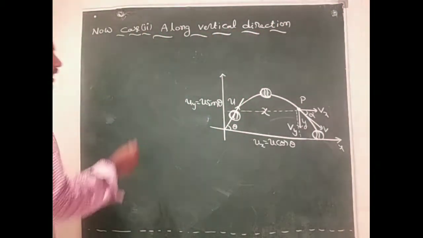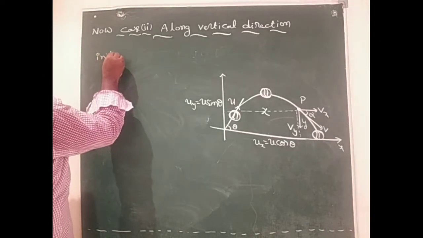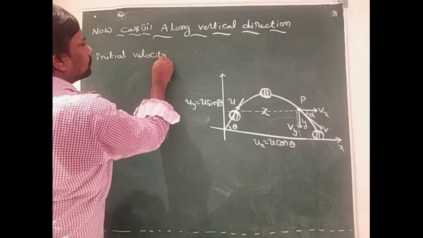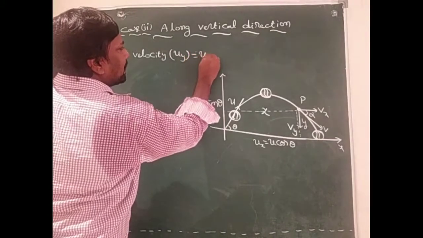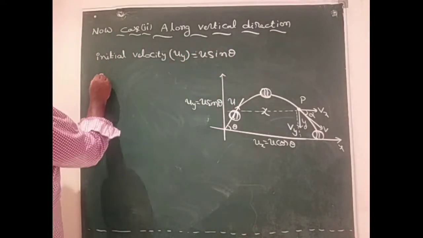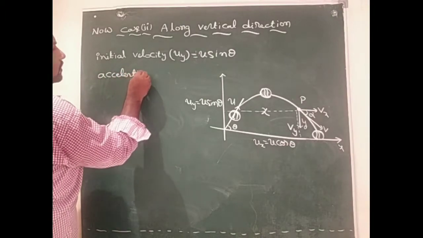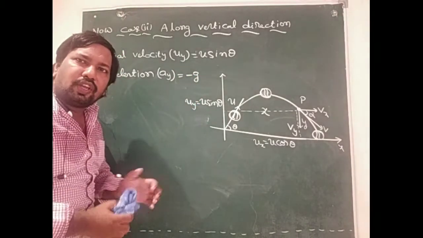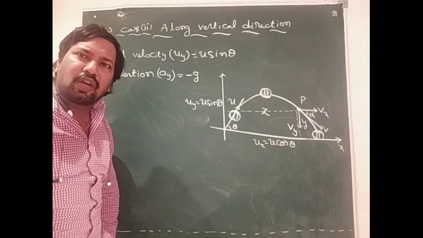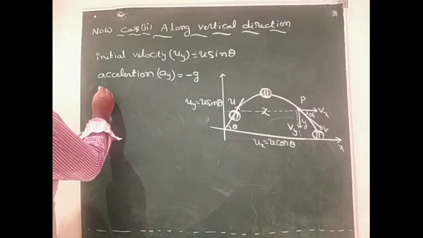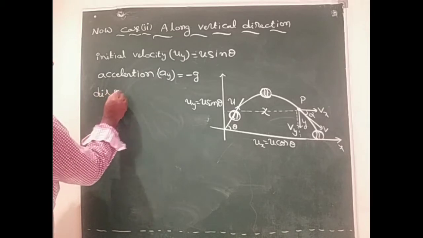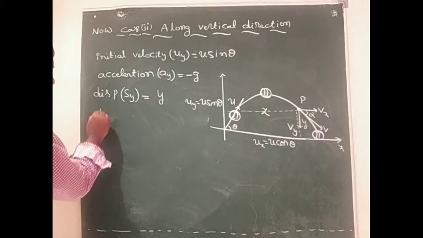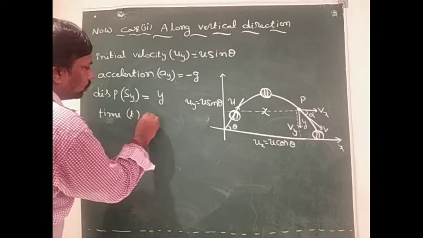So in the case of vertical direction, initial vertical velocity, that is uy, means u sin theta, and acceleration ay equal to minus g. Why? Because in the vertical direction, acceleration due to gravity a equal to minus g. Next, displacement sy is treated as y. Time taken t equal to t.